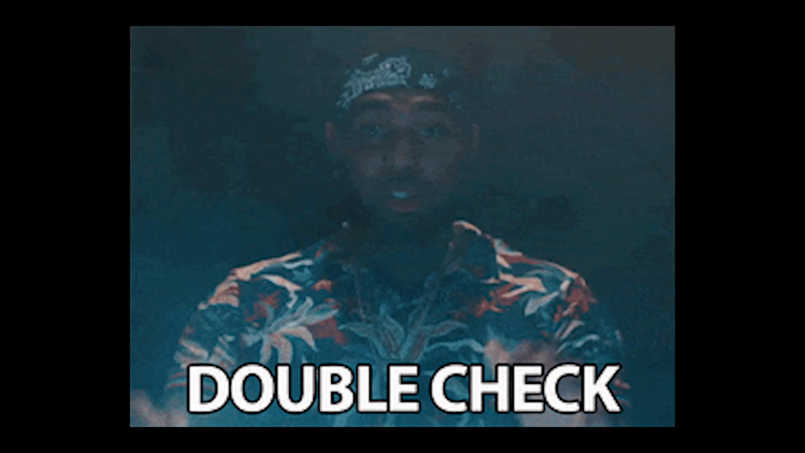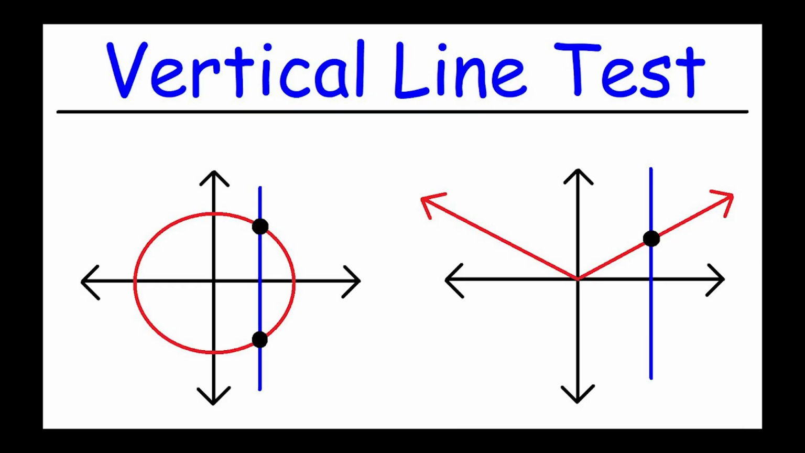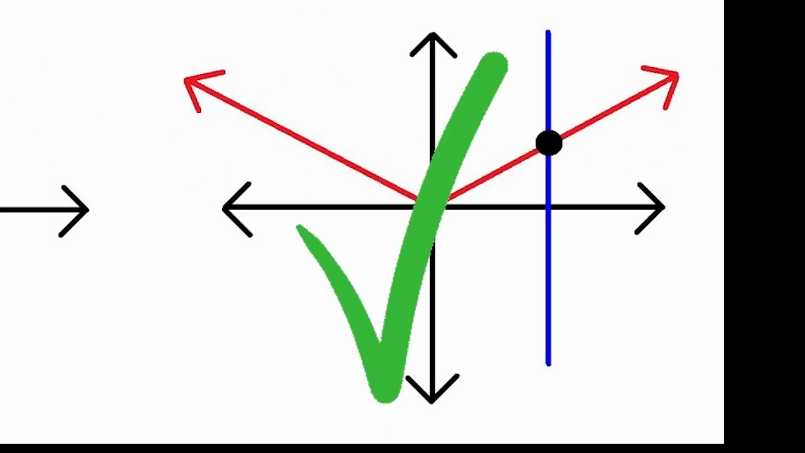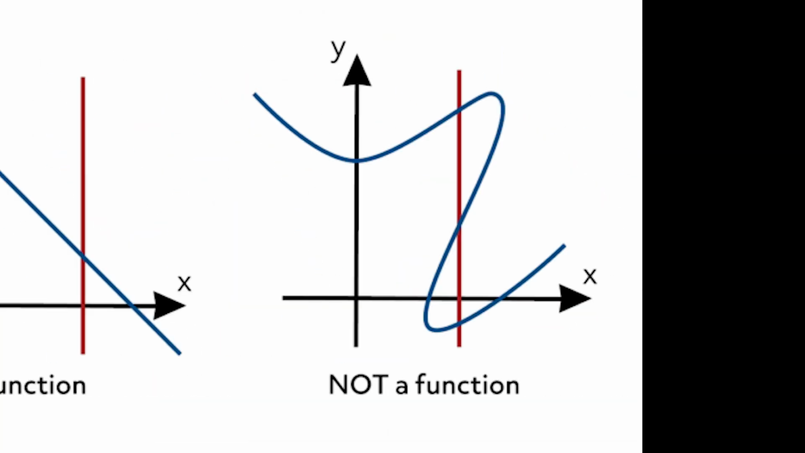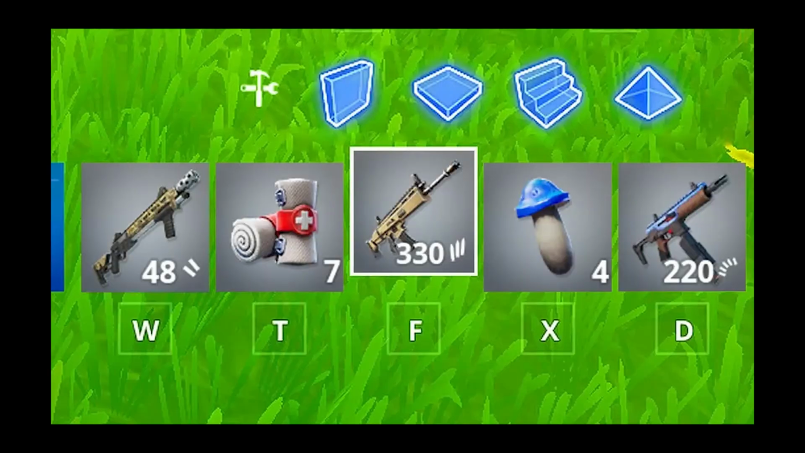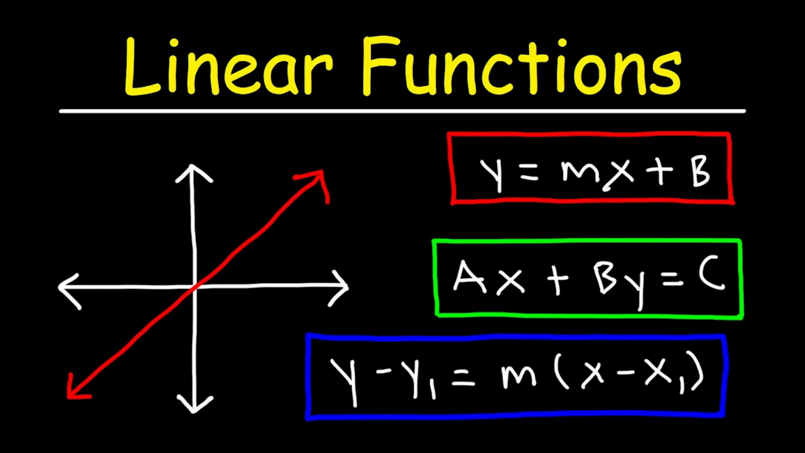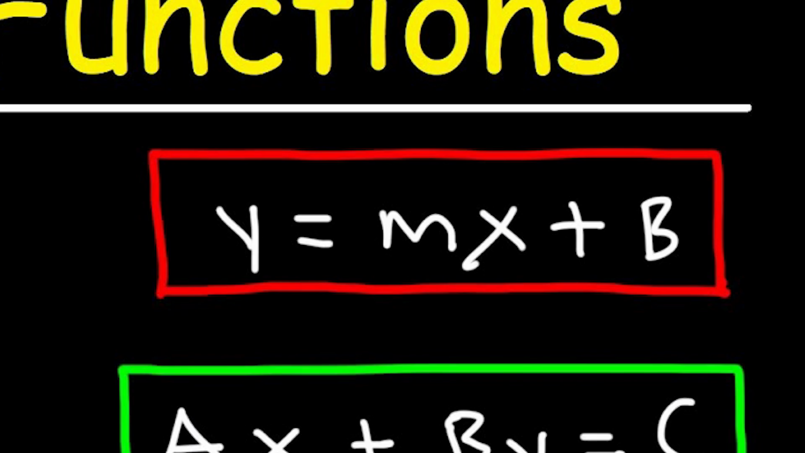One way to check this on a graph is by using the vertical line test. When placing the line on the graph, as long as there aren't any overlaps, it is a function. Here's an example of a function, and here's an example of not a function. Anyways, the most common function is the linear function. It is written in the form y equals mx plus b.